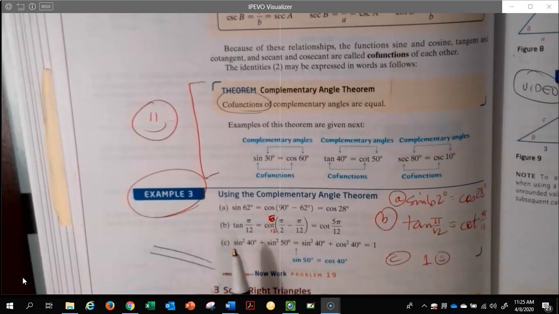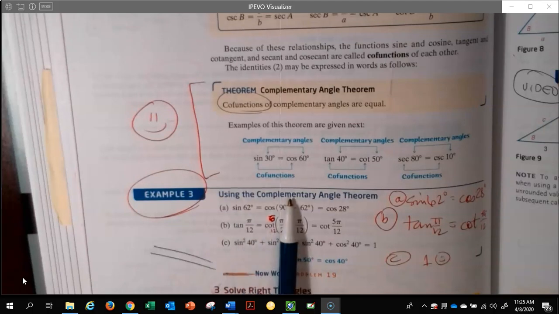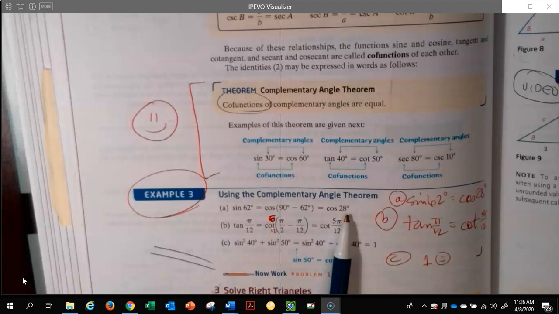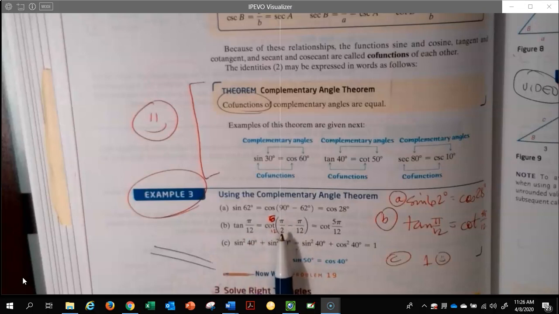As you're looking at A, it says sine of 62. What in the world could that be equal to using the complementary angle? Sine is going to relate to cosine. We just subtract it from 90. The 90 minus 62. Tangent, and then they put it in radians, pi over 2. So not subtracting from 90, but subtracting from pi over 2.